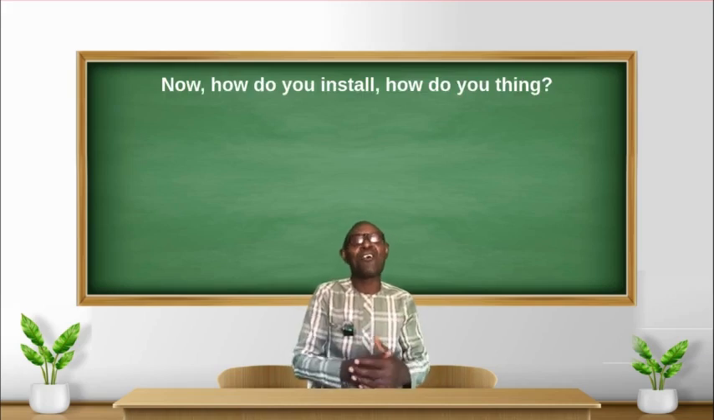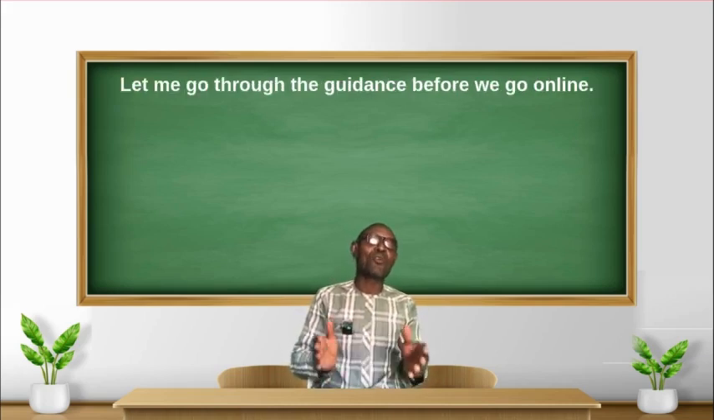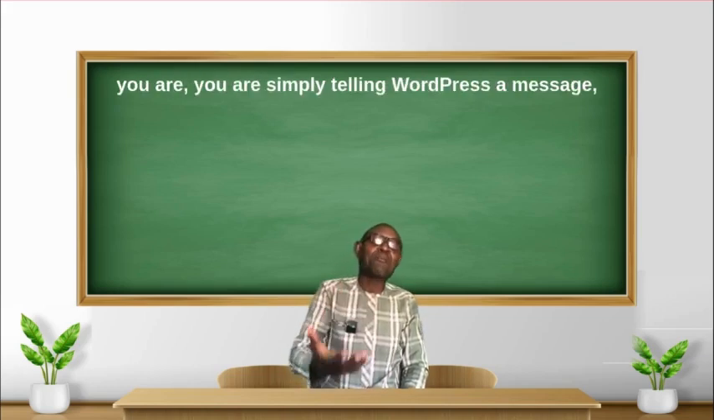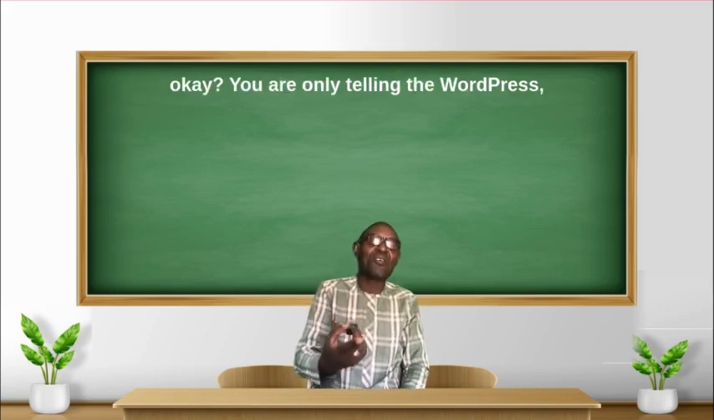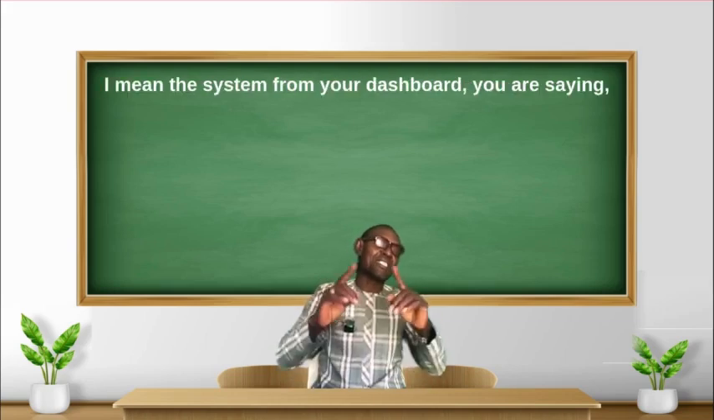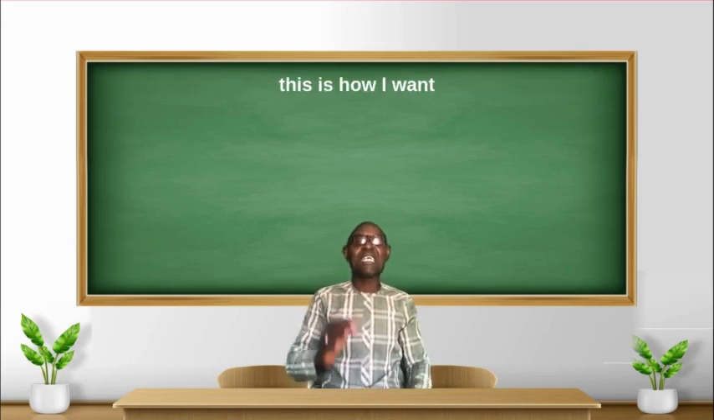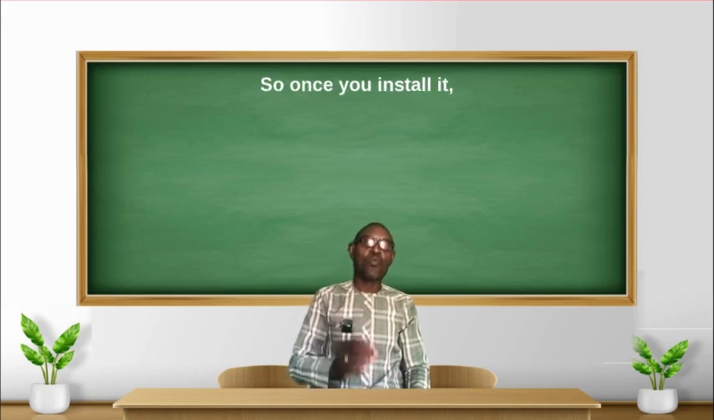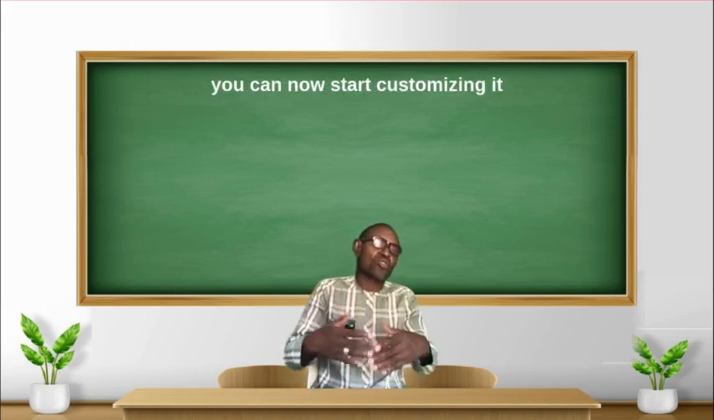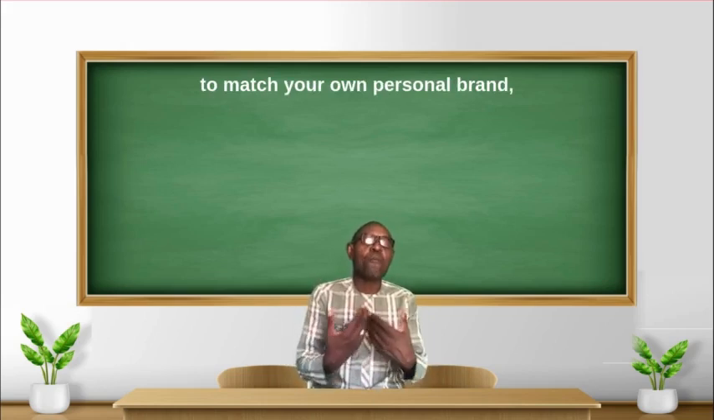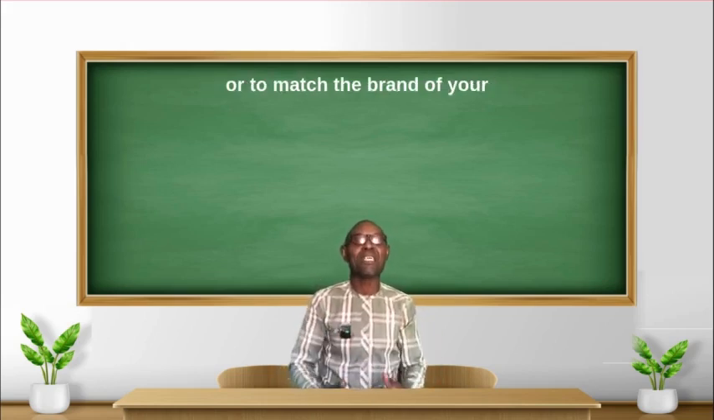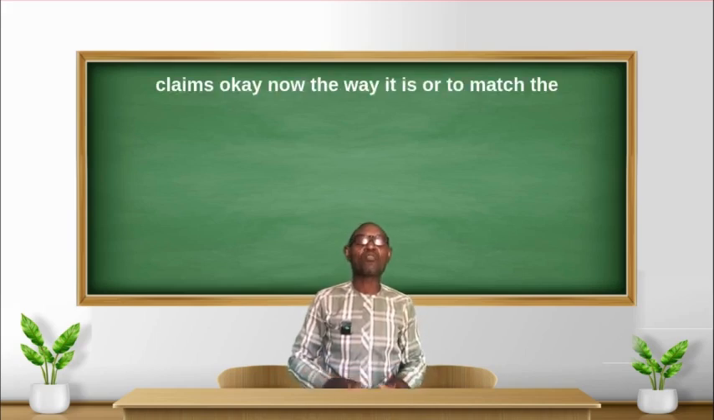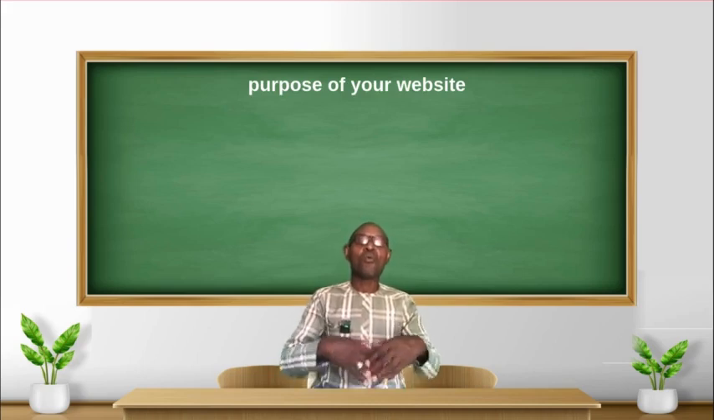Now, how do you install this? Let me quickly guide us before we go online. When you install a theme, you are simply telling WordPress, the system, from your dashboard, this is how I want my website to look. Once you install it, you can start customizing it to match your own personal brand, or the brand of your future clients, or to match the purpose of your website.